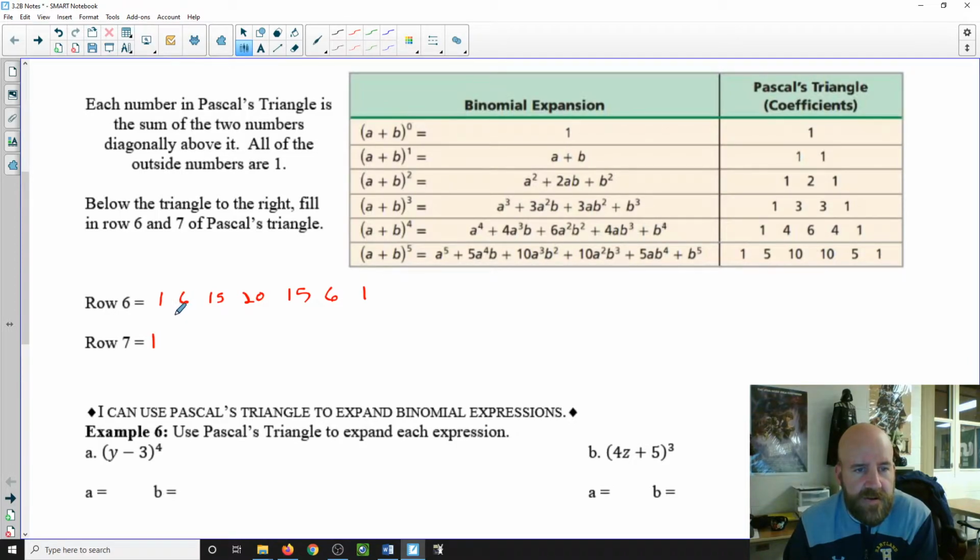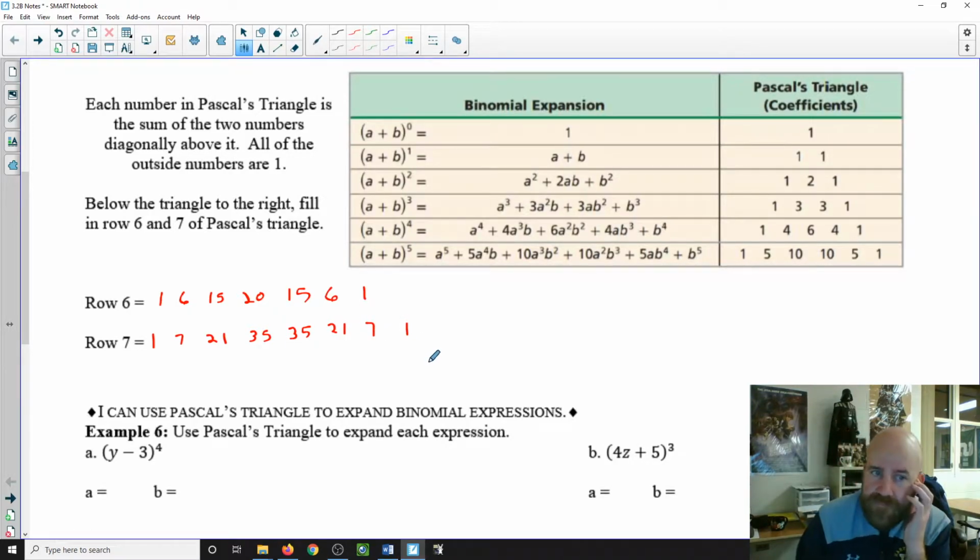And then row 7, we're going to add these. So we have 1, 7, 21, 35, 35, 21, 7, and 1. Okay, so that would be the 7th row. To get the 8th row, we can just keep going on forever.